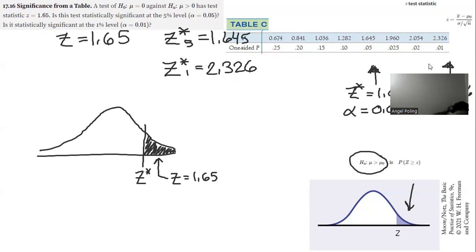The 1.645 is less than the 1.65. Our z-score is in the critical region when the cutoff is 5%. So you have 5% area to the right of this critical z-score, and our z-score is in the critical region. So this is significant at the 5% level.